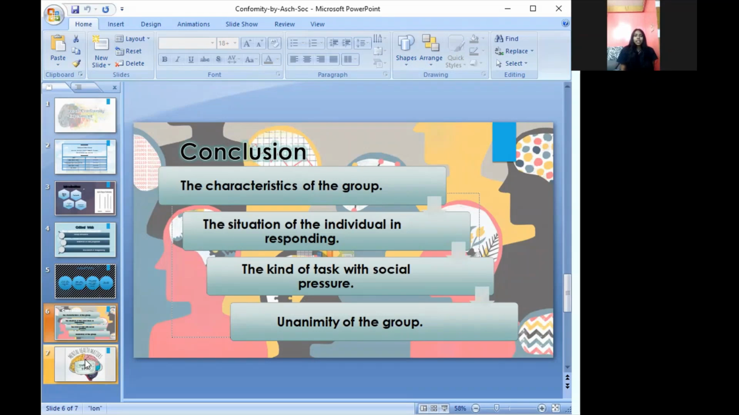The next one is the situation of the individual in responding. Conformity is considerably higher when people must respond publicly than when they do it privately, as the founders of the United States noted when they authorized the secret ballot in voting.